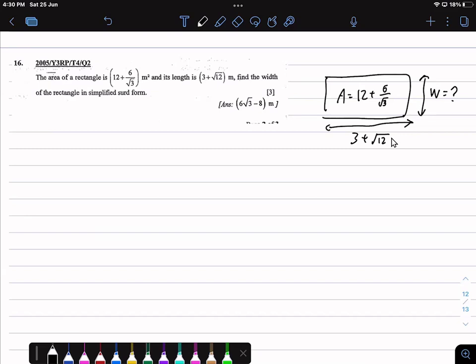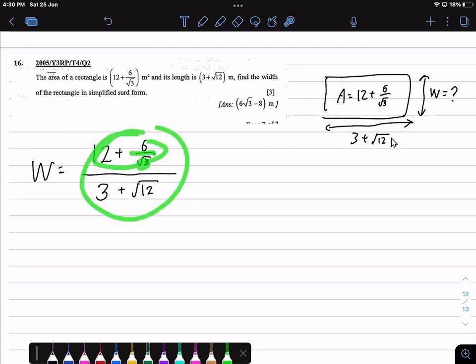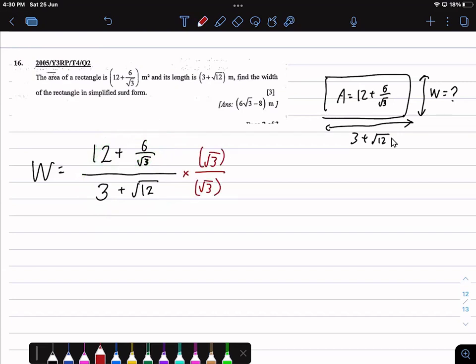So what's the first step? Width equals area divided by length. So it's 12 plus 6 over root 3 divided by the length. How come here got a nested fraction? A fraction inside a bigger fraction. How do you deal with it? Maybe I'll start you off with multiplying root 3 at the top and the bottom.